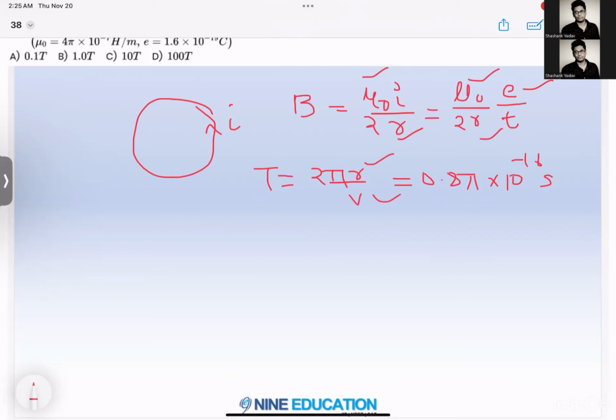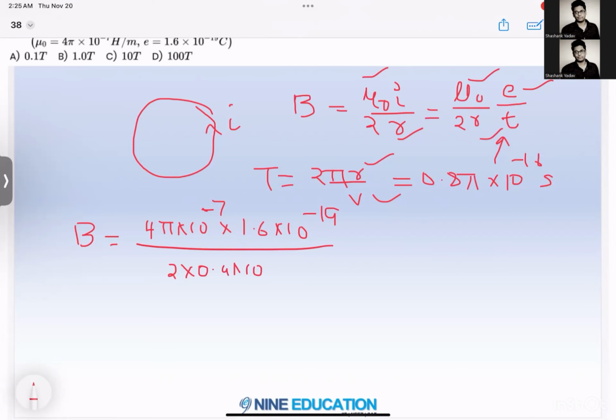Now we will put this value into this and substitute all the other values, like mu naught is 4 pi into 10 power minus 7 into E is 1.6 into 10 power minus 19 divided by 2 times R value, which is given as 0.4 angstrom, it is 10 power minus 10, and T value is given as 0.8 pi into 10 power minus 16. If we do this calculation, we will find out that this value is going to be 10 Tesla. Therefore, the answer is C.